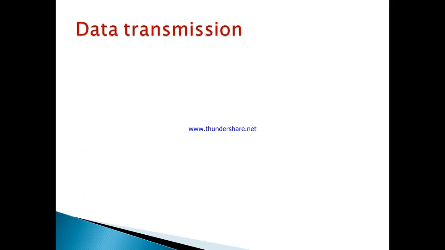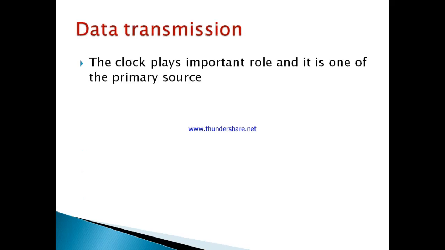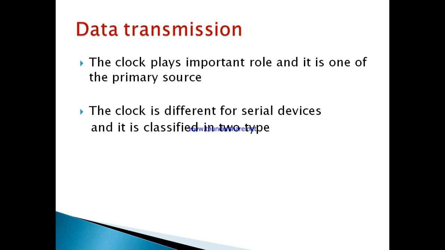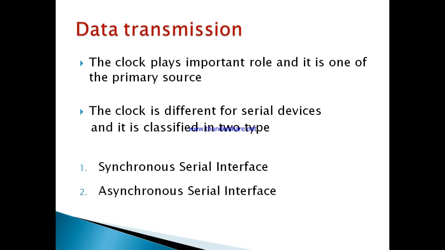Apart from this, let's discuss appropriate data transmission. The clock plays an important role and it is one of the primary sources. Malfunction of the clock results in unexpected data transmission, even sometimes data loss. So, clock synchronization becomes very important when using serial communication. Most importantly, the clock is different for serial devices, and it is classified into two types: synchronous serial interface and asynchronous serial interface.